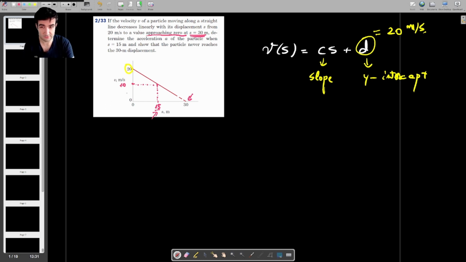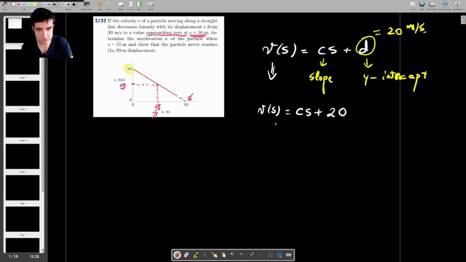Now, that's the velocity at this point, but it still doesn't really tell us what happens to the acceleration. So we have to use a bit of calculus to figure that one out. Now, in terms of the velocity itself, I think it's a good idea to try to find the slope first. So I'm going to rewrite this as v as a function of s is going to be equal to c times s plus 20. So that's the equation for the velocity as a function of distance.